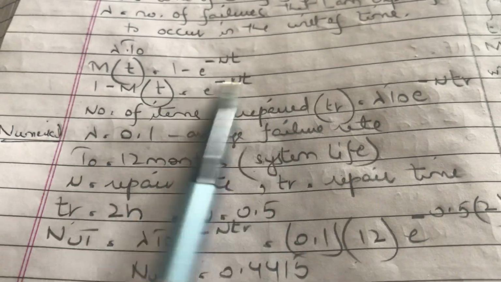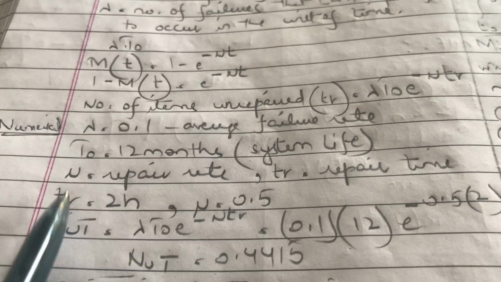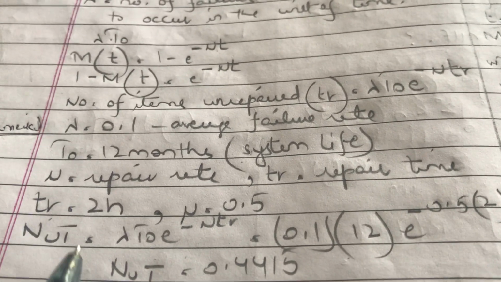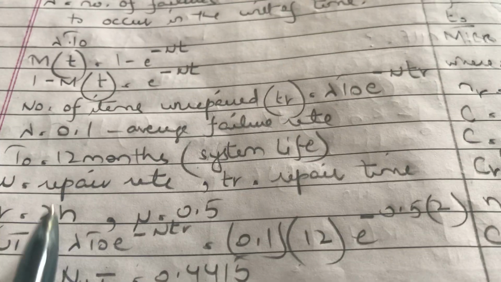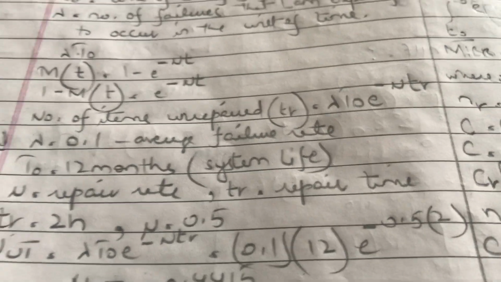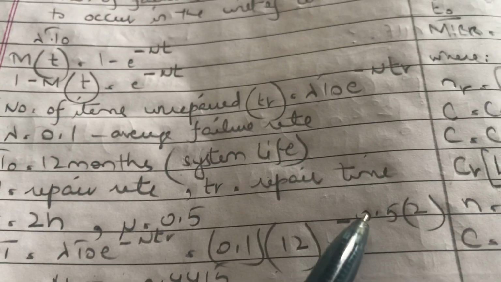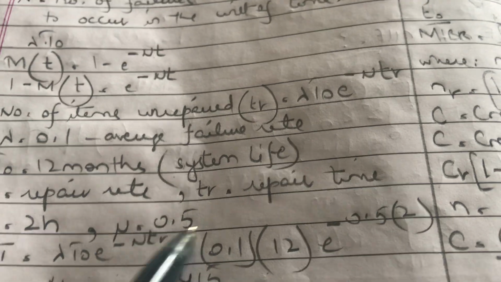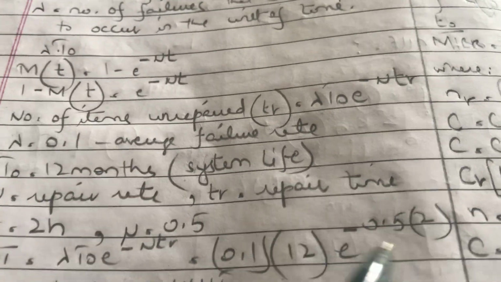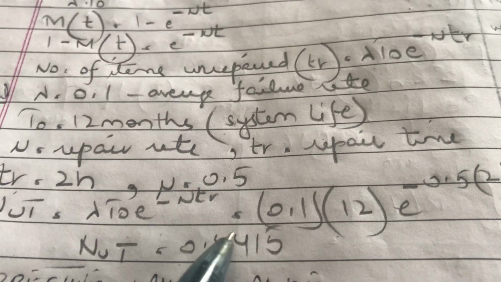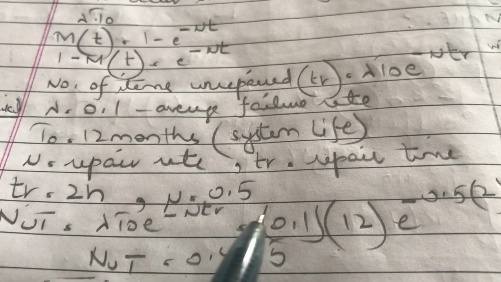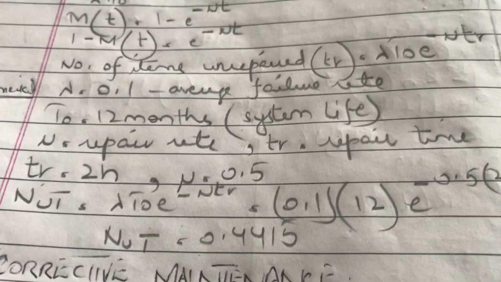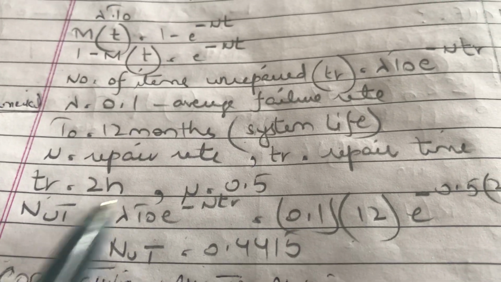The number of items unrepaired is represented as NUT, and we have put the formula here. Lambda is 0.1, T0 is 12 months, and e to the minus 0.5 times 2, since mu is 0.5 and TR is 2. So this multiplies and we get NUT as 0.4415. So this is our number of items unrepaired. We have got the answer for this. That was an easy one. That's all for now.